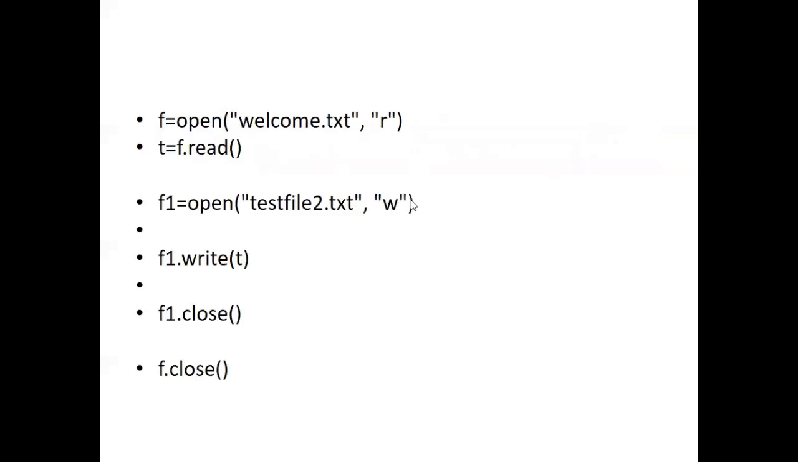Now another program to copy the content of one file to another. What you'll do, you'll open the first file in read mode, read all the contents into t, then open another file in write mode and write all this content into that file. Here you're reading everything into the variable t, and that is written into the file f1, and then you're closing f1 and then the first file. So you're opening the first file here and closing it here, while you're opening the second file here and closing it here. Okay, this is how you copy the content of one text file to another.